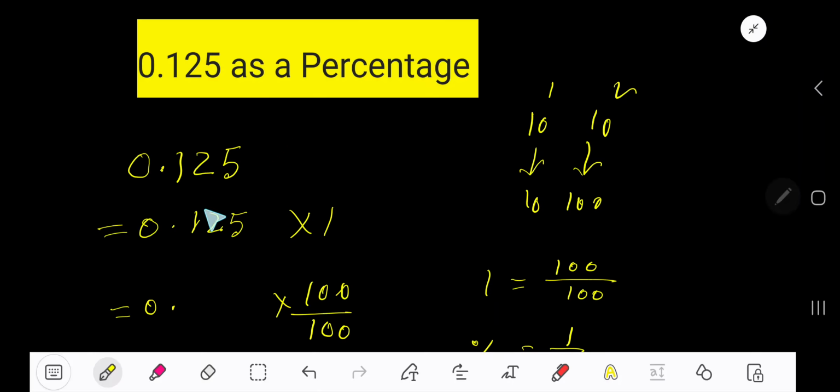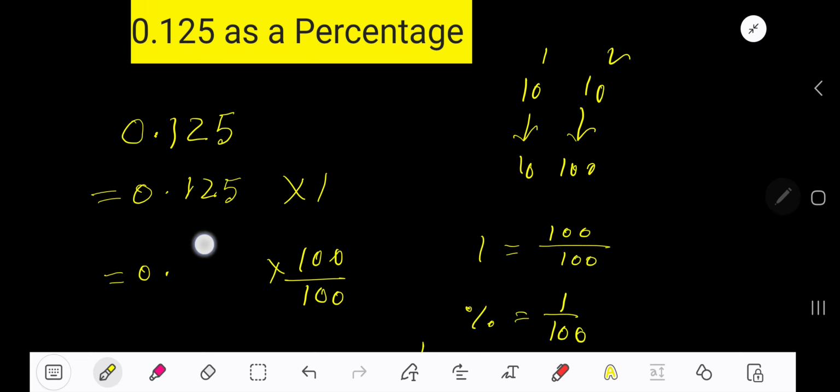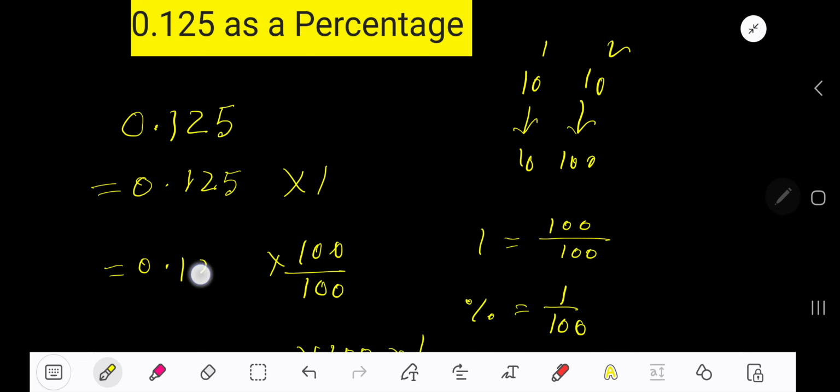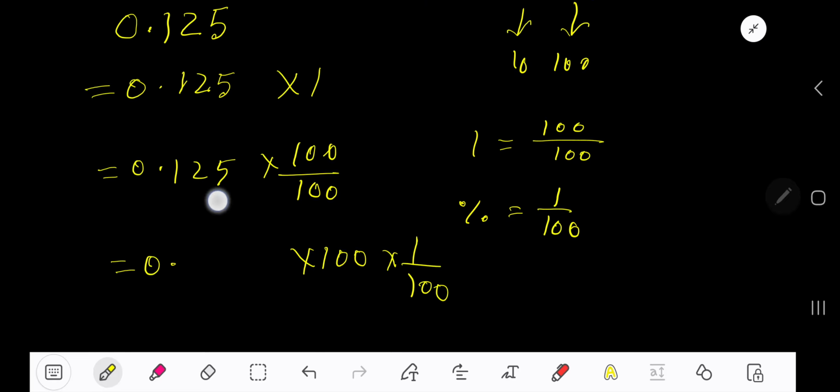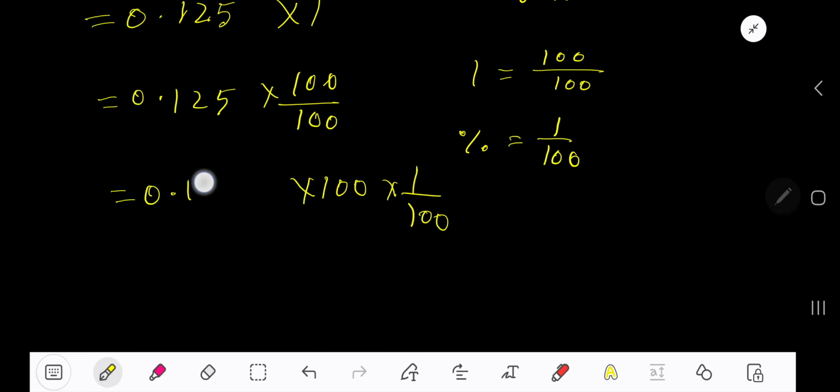0.125 as a percent. So you can rewrite this decimal number as 0.125 times 1. The value of this and this is similar. Look, instead of 1, what can you write? You can write 100 over 100, which means 1. Now you can rewrite this 1 as 100 times 1 over 100. Percent means out of 100, that is 1 over 100.